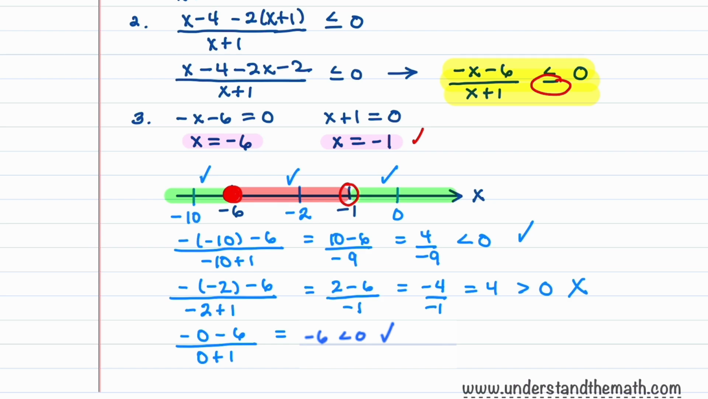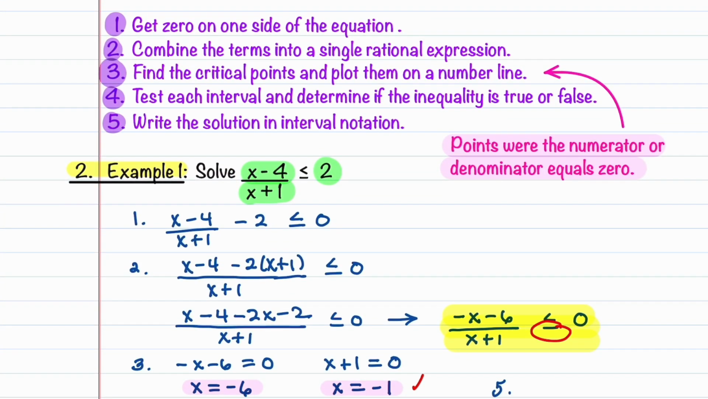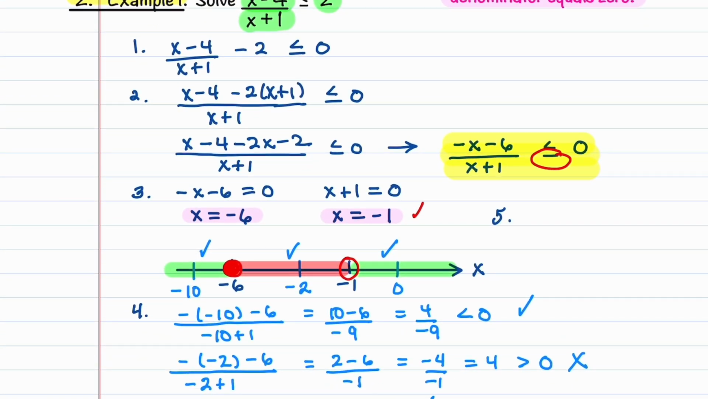I just realized that I did not mark down step 4 here. This was our step 4 right here. Now we're going to go over to step 5. I'm going to put it over here in the middle. Step 5 tells us to just write our solution in interval notation. Our solution is going to be from -infinity to -6 with a closed bracket at -6, union -1 to infinity with a parenthesis at -1 because -1 is not included.